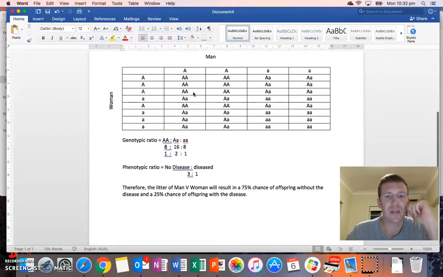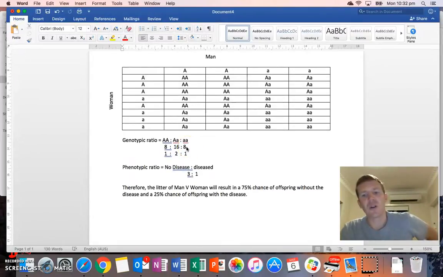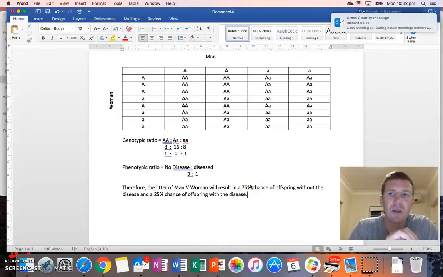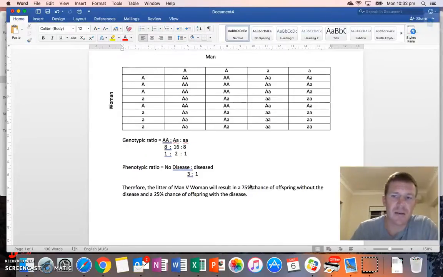Okay, once you've done that, you need to then decide on which is the best option. You do that by having a look at these percentages. Obviously, you want to have as many offspring that are free of the disease. So you're looking for the highest percentage chance of offspring without the disease, and the smallest chance of offspring with it. So you want to have a big chance of the offspring without it, and a small chance of it with it.